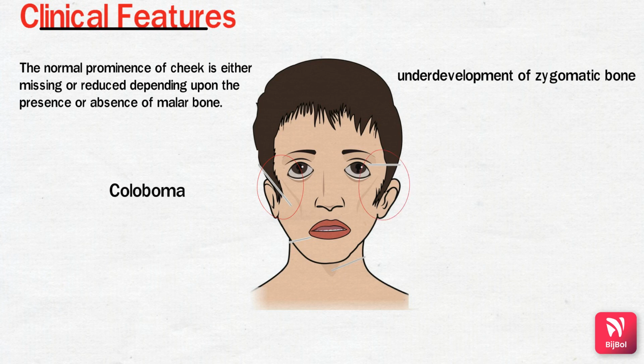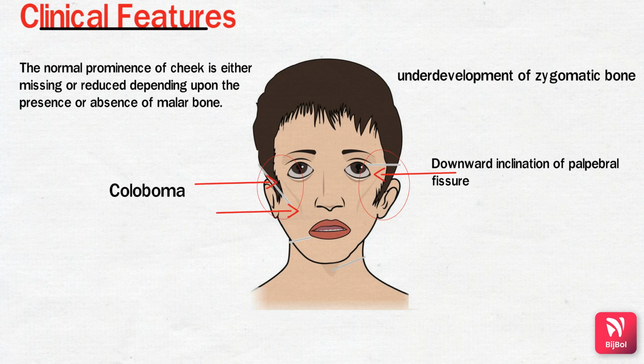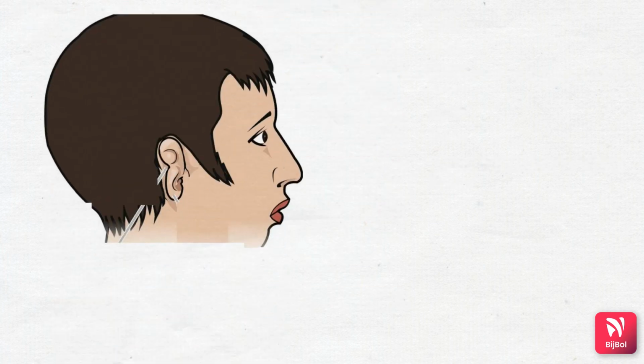There is a varying degree of visual impairment also seen. There is downward inclination of the palpebral fissures giving the drooping eye appearance. Deficiency of the eyelashes is also noted. There is downward inclination, as I discussed, giving a drooping eye appearance. Underdeveloped, hypoplastic or malformed ears are seen.